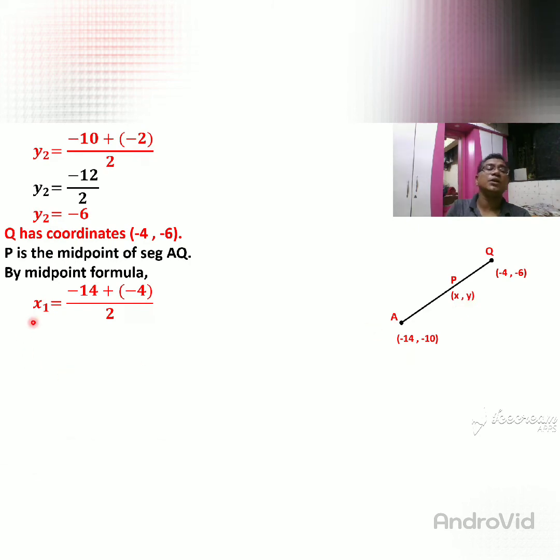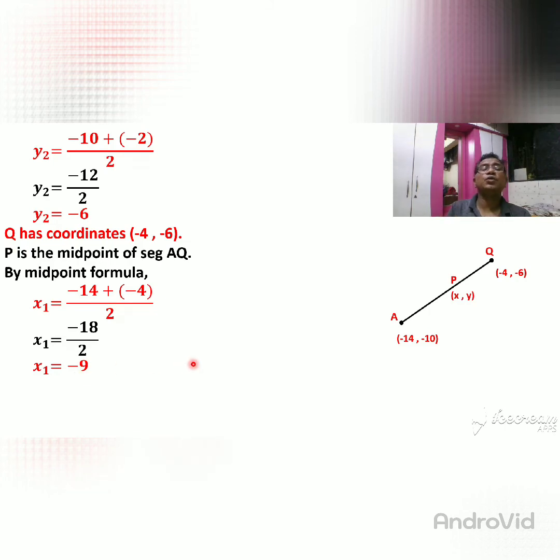So we want to find x1. With the help of the midpoint formula, x1 is equal to minus 14 plus minus 4, divided by 2. Both 14 and 4 are negative, the signs are the same, so the answer is minus 18 upon 2. Dividing minus 18 by 2, 2 nines are 18, so x1 is equal to minus 9.